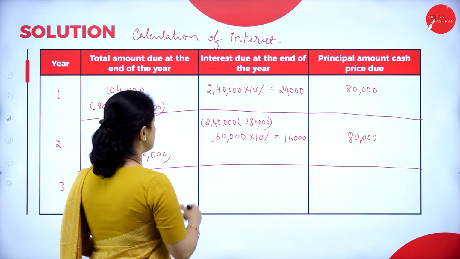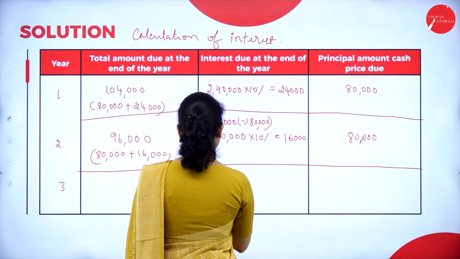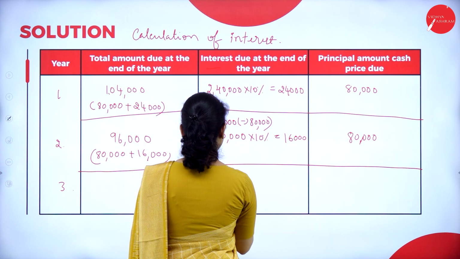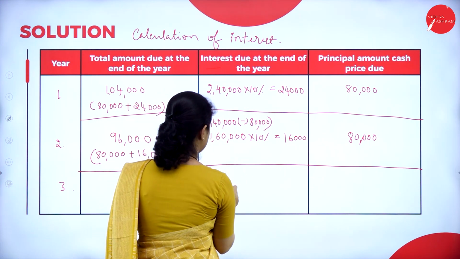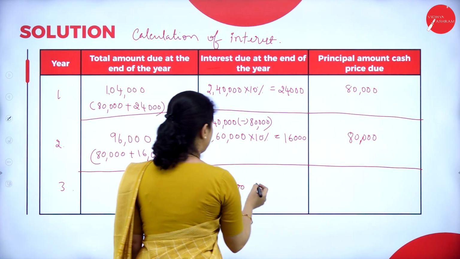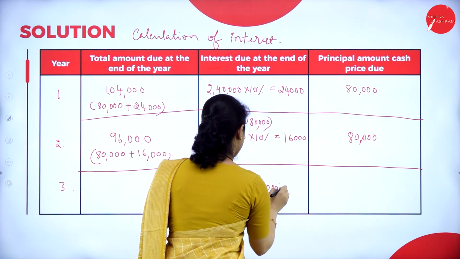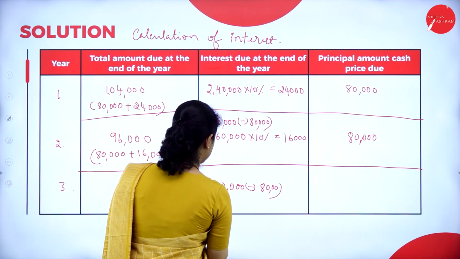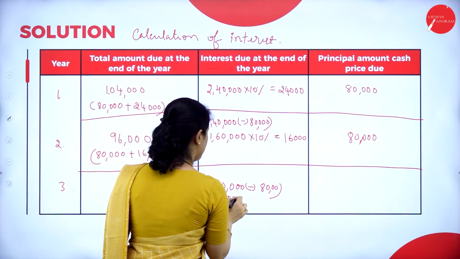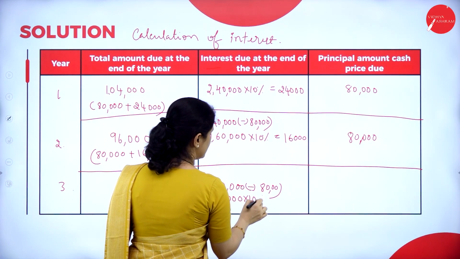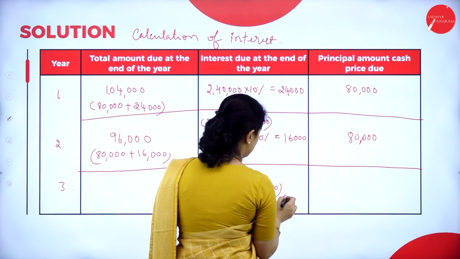Now let us do for third year. So third year's rate of interest, how to calculate? 1,60,000 is the remaining amount. From that, whatever we paid in the second year, we have to deduct. So how much we will get? We will get 80,000 into 10%, 8,000.